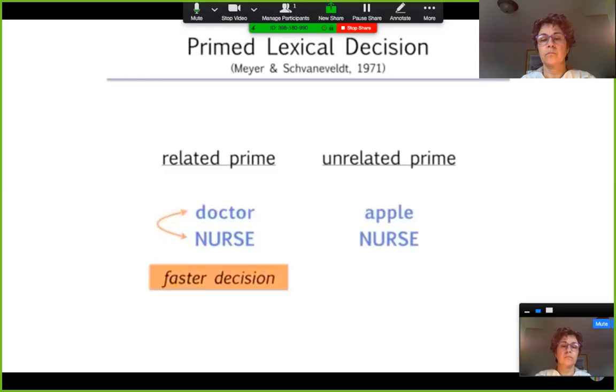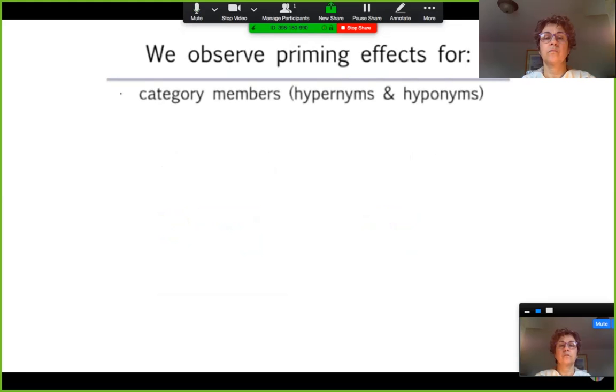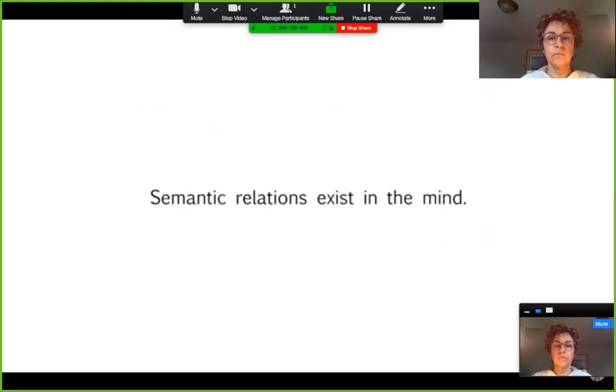Over the years, psychologists and psycholinguists have conducted thousands of experiments on priming, and the results of these experiments show us how words are related to each other in our minds. Scientific literature has shown priming between words that are members of the same category, for words that are synonyms, antonyms, and even for words that describe things that share attributes. For example, an orange and a baseball aren't members of the same category, but they're both spheres, so they can prime each other. Looking at all these and many other priming effects, we can conclude that those semantic relationships play an important role in how the meanings of words are organized in our minds.